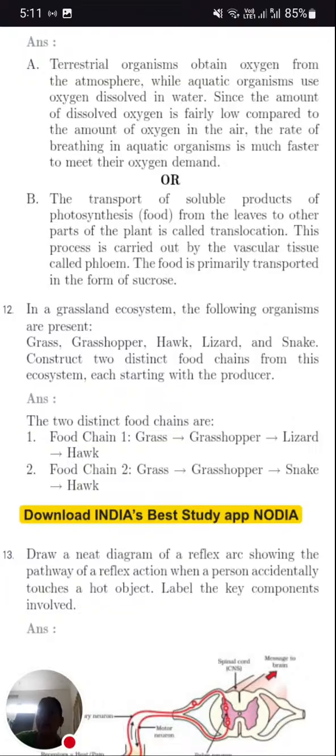So making the two different kinds of food chains. The first food chain is grass. Grass is eaten by grasshopper, then grasshopper is eaten by lizard, and finally lizard is eaten by hawk. The second food chain, grass to grasshopper.